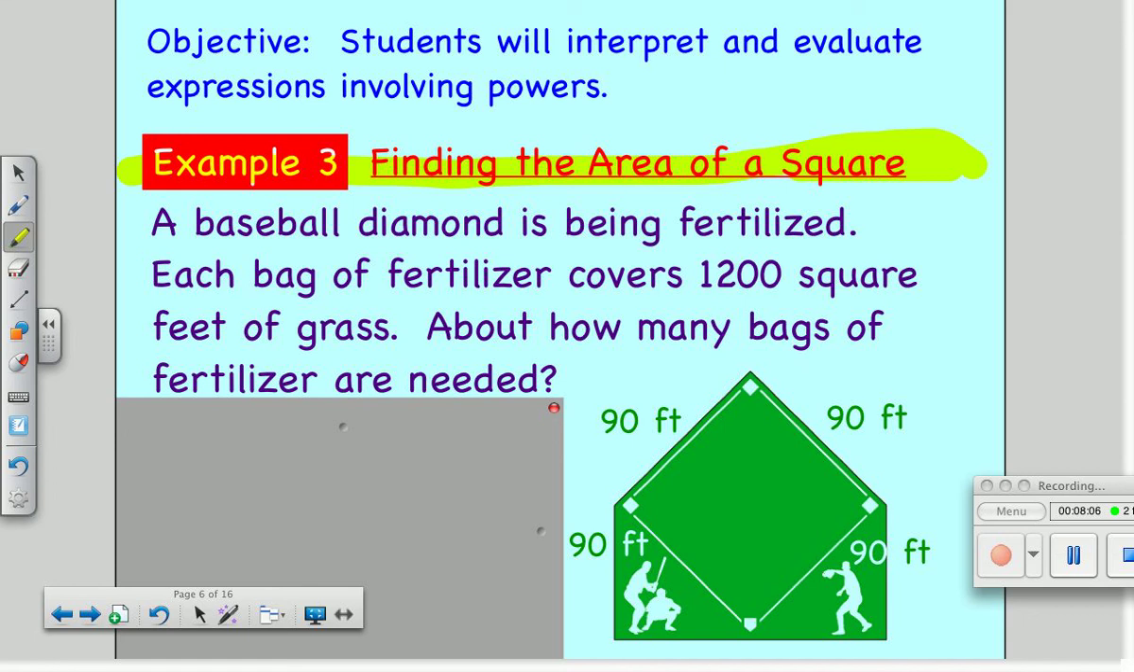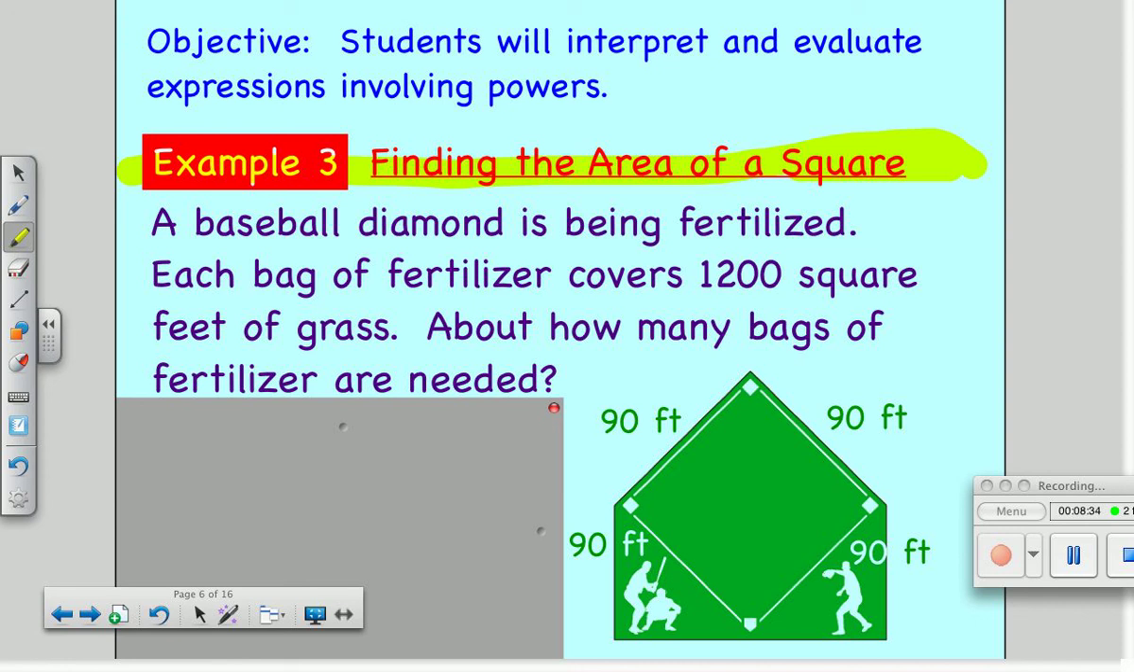And I want you to write the word problem. A baseball diamond is being fertilized. Each bag of fertilizer covers 1,200 square feet of grass. About how many bags of fertilizer are needed? So if we're talking about covering the entire area of something, then we need to figure out how much area there is. So we need to find out. I'll highlight it for you.